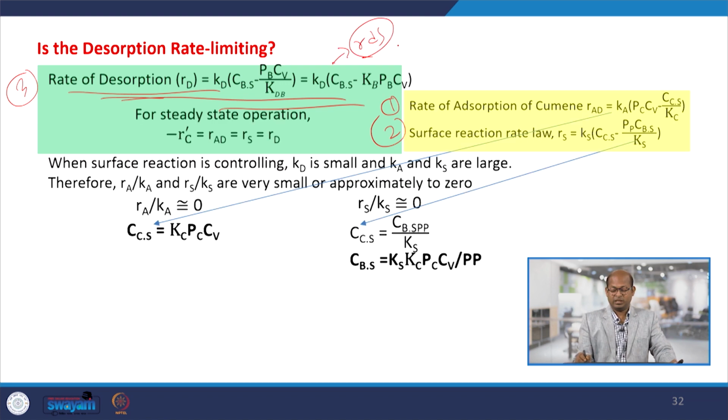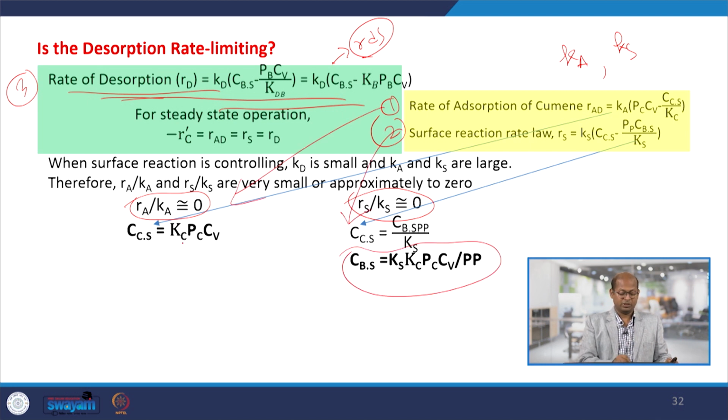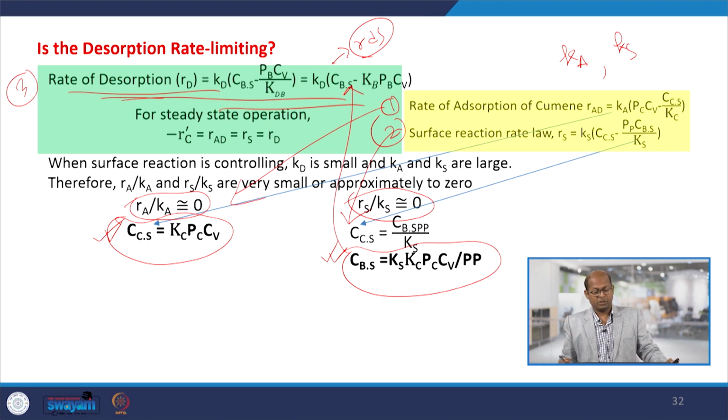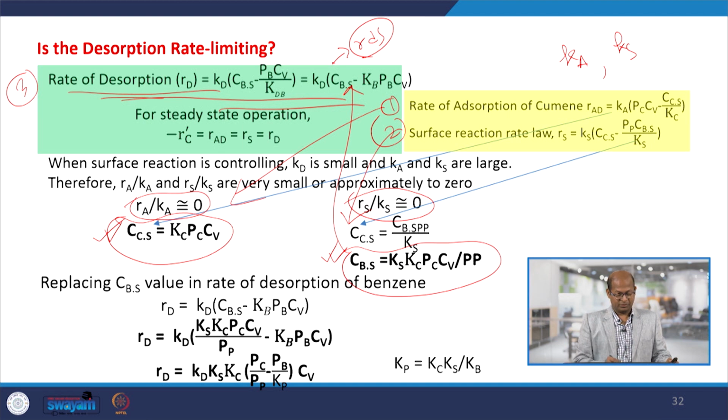Then these two rate constants, Ka and Ka, should be very large. So, we can write Rs by Ks equals 0, Ra by K equals 0, and from these two equations we can get the concentration of B and the concentration of C that get adsorbed over the surface of the catalyst. So, CBS and CCS we can get, and we can substitute CBS here. Then we can get it in terms of partial pressure of cumene and propylene. After substitution we can get this.